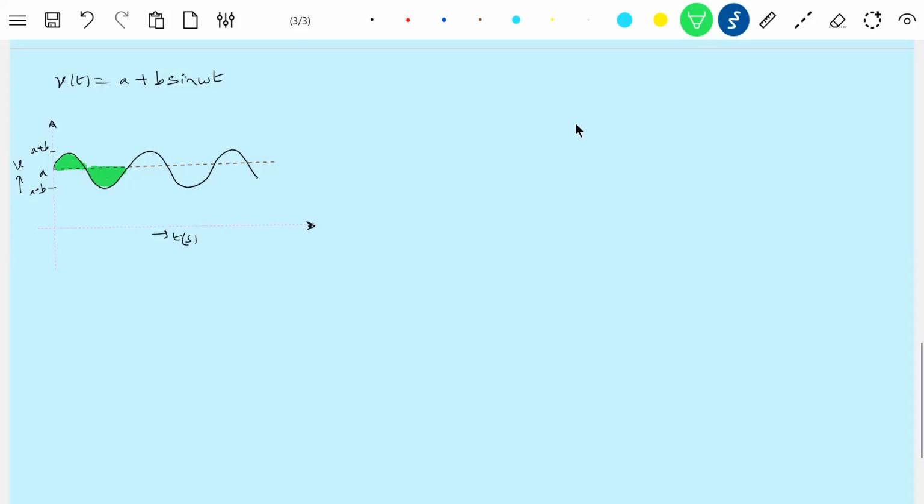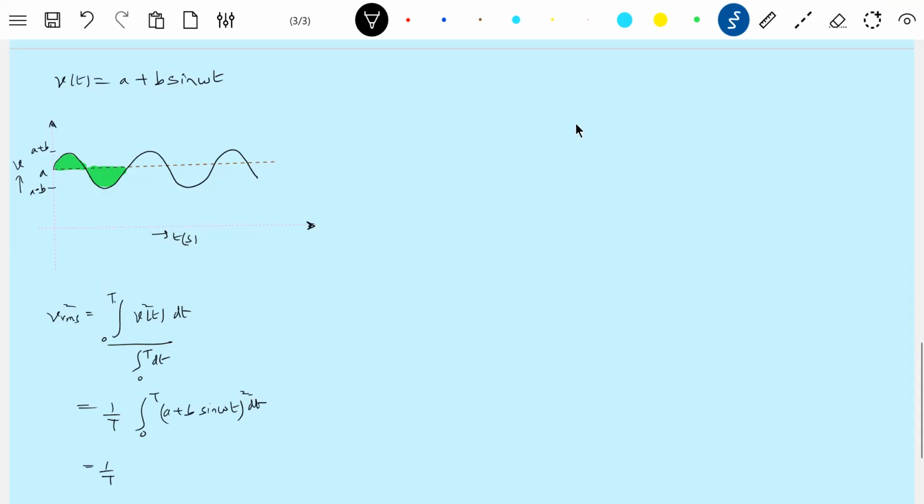Again the same basic definition. What is VRMS square equal to? 1 by T integral of V of t squared dt. So let's expand this one. So 1 by T, integral 0 to T, a plus b sine omega t, this whole square. We'll go for expansion of this signal.